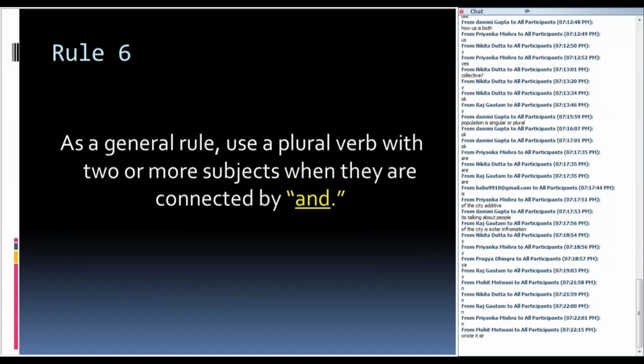Now let's come to rule number 6. Very easy. As a general rule, two or more subjects, when they are connected by the word and, you will use a plural verb. It is immaterial whether one subject is singular and the other plural, both are singular, or both are plural. If the connection is with the word and, then you will have to use a plural verb because then the subject becomes plural.